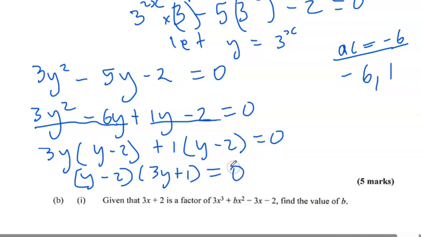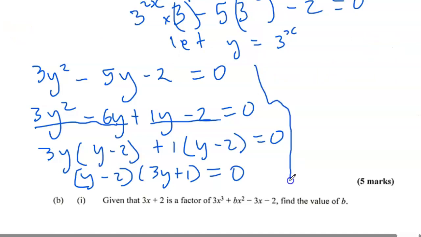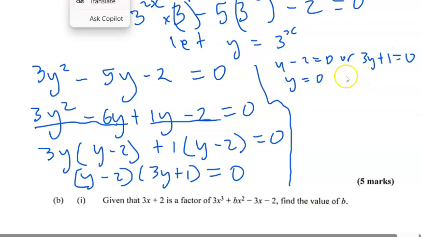And to solve by factorization, we can equate both brackets to 0. So let me just create some space here. We'll end up with y minus 2 equal to 0, or 3y plus 1 equal to 0. Solving, y equal to 2. And the other, bring over the 1, divide both sides by 3, y equal to negative a third.